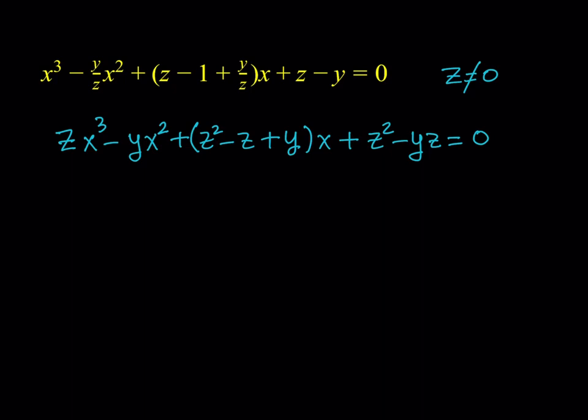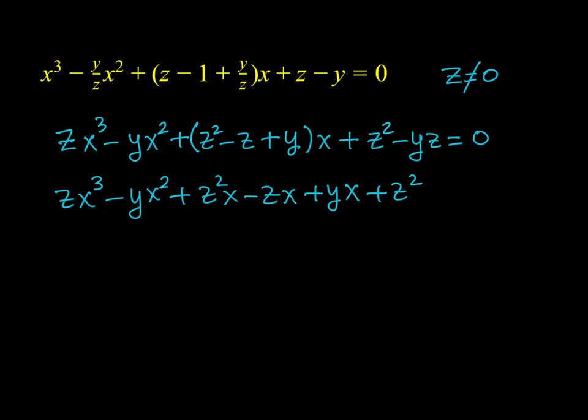Okay, so this equation is still complicated. There's three variables that are all kind of mixed up, but again, this is a cubic in x and we want to solve for x. So here's what we're going to do. We're basically going to expand everything here, and then I'll show you the method and then we'll talk about it. Okay, so we get zx cubed minus yx squared plus z squared x minus zx plus yx plus z squared plus yz all equal to 0.